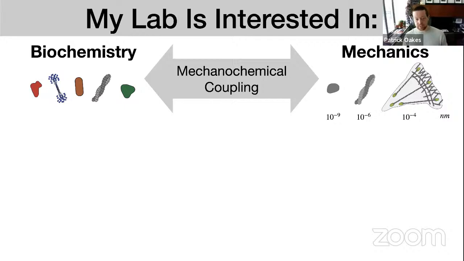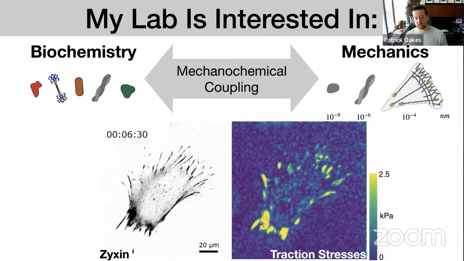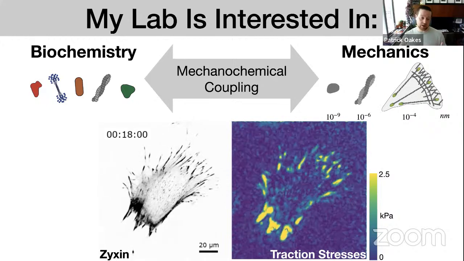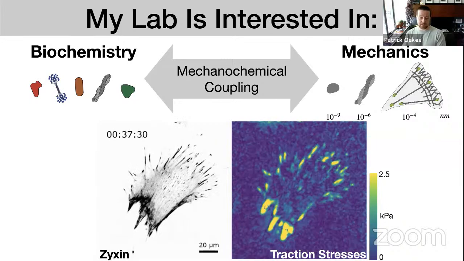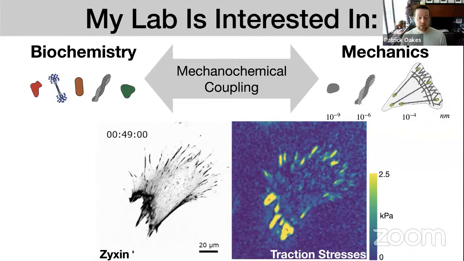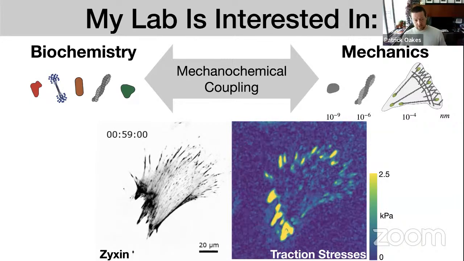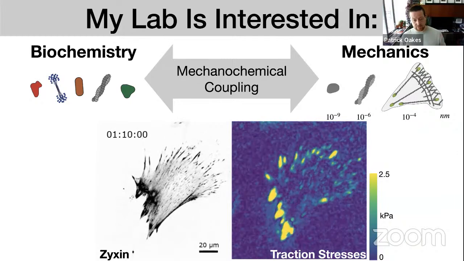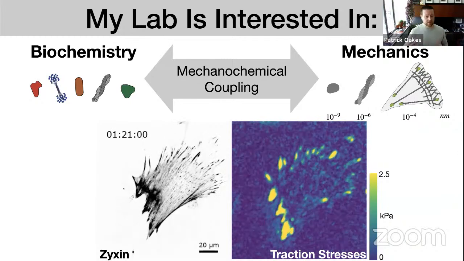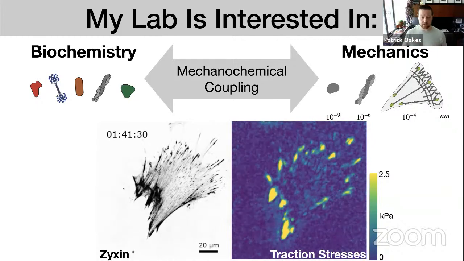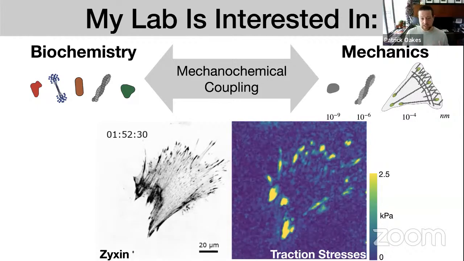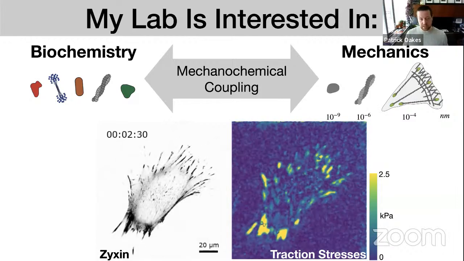The most obvious example of this is migration, right? Migration is a complex process that's a coupling of a variety of biochemical interactions along with the mechanical interactions that allow a cell to translocate and move. What I'm showing you here, on the bottom left, is a picture of a fibroblast expressing zyxin, and on the right is this traction force map showing where the forces are being generated by the cell as it migrates.